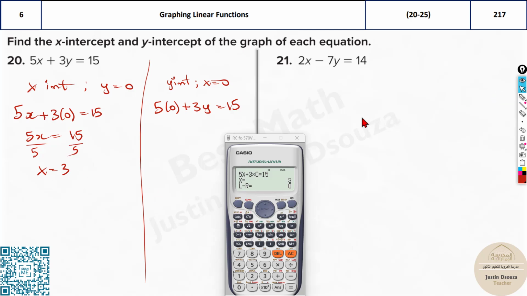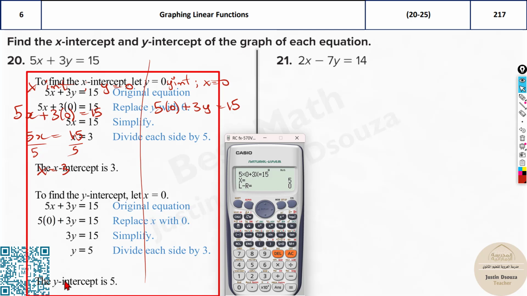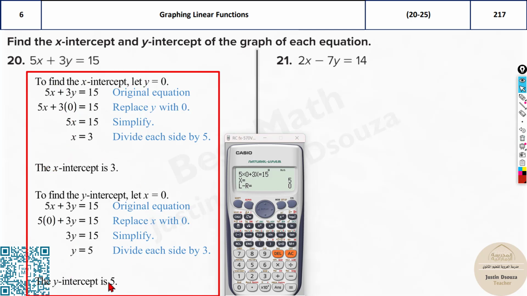Now, what about the right side? Again, just change a little. This time the x value is 0, and wherever you put y, put x instead, because the calculator has only one variable, whether it's x, y, or z. Now shift and solve and then equal to, and you get 5 itself. So that's the answer. You can see the x-intercept is 3 and the y-intercept is 5.